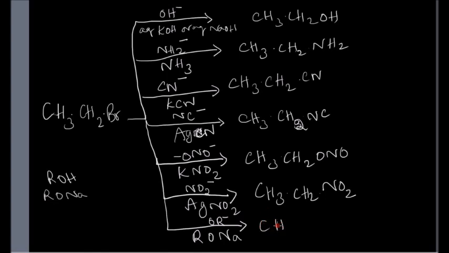So what should be the product now? CH3CH2OR. So this is an alkyl group, ethyl group, and R is another alkyl group. In between you have an oxide linkage. Such classes of compounds are called ethers. So from these reactions, you can easily understand the importance of this reaction, because this leads to the formation of so many other classes of organic compounds like alcohols, amines, nitriles, nitro compounds, ethers, etc. by a simple reaction of the alkyl halide using a suitable reagent.